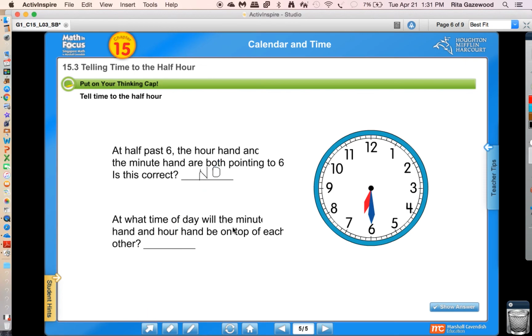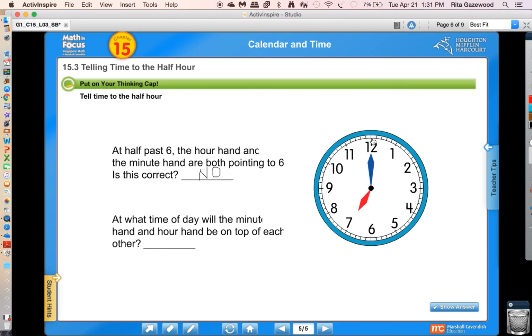At what time of day will the minute hand and the hour hand be on top of each other? That's kind of a challenge, isn't it? At what time of the day will the minute hand and the hour hand be on top of each other? So let's see. I'm going to kind of start moving my clock and see. Maybe you can do that on yours.